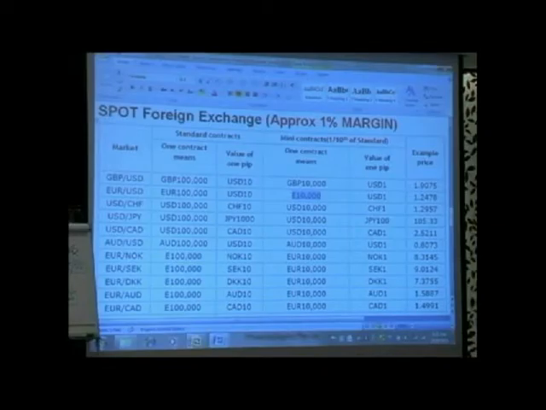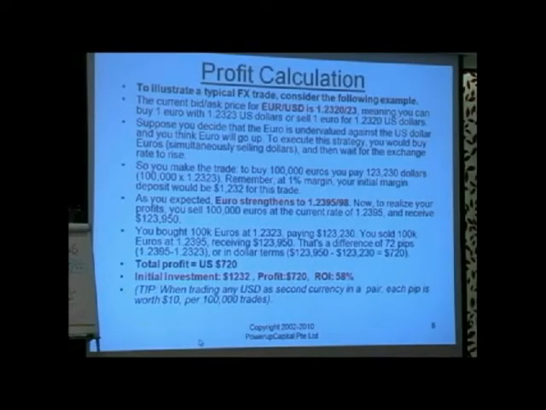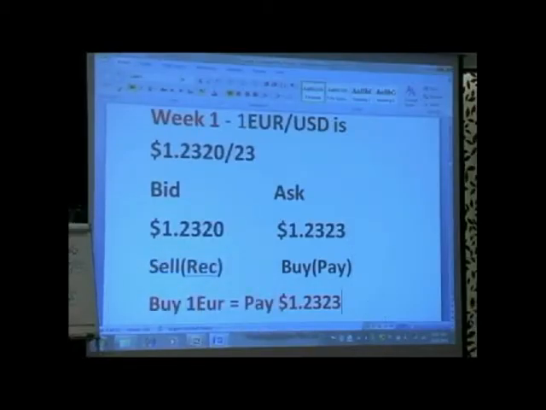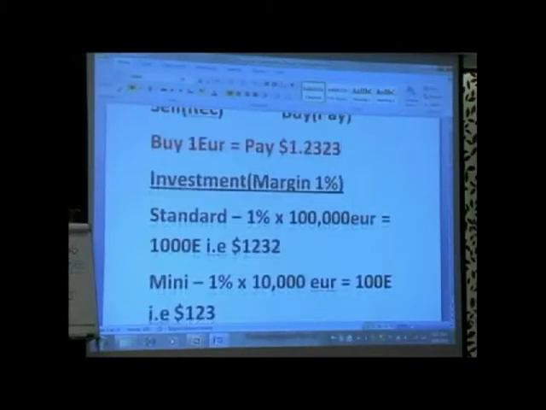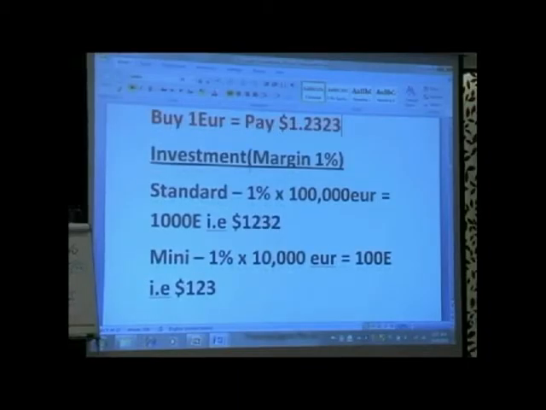Okay? So, our margin, which is our investment, is 1% of 100,000 euro, which is 1,000 euro for standard contracts. For mini contract, it's 1% of 10,000, which is 100 euros. Now, if 1 euro is 1.2323 US dollars, then 1,000 euros is 1,232 US dollars. Similarly, 100 euros is 123 US dollars. Okay? So please write this down.